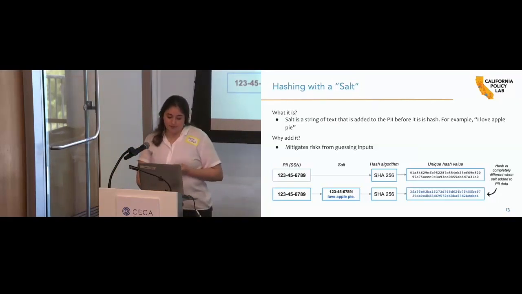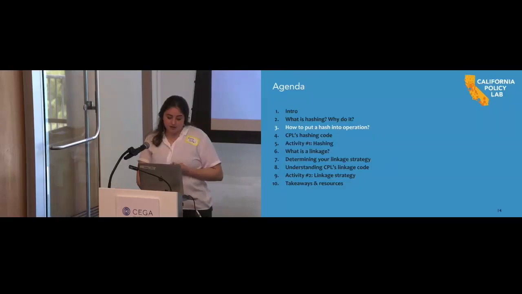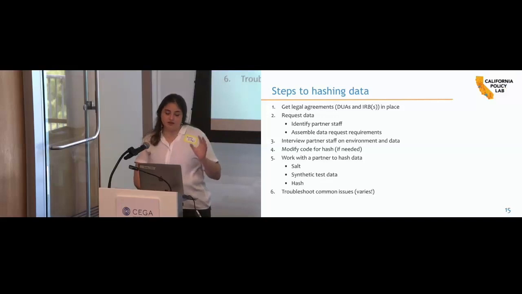Okay. So now let's talk about how we put a hash into operation. These are our general steps. The first one is to get the legal agreements, the DUAs and IRBs, in place. We're not going to talk about this today. Just know it takes a long time and a lot of effort.